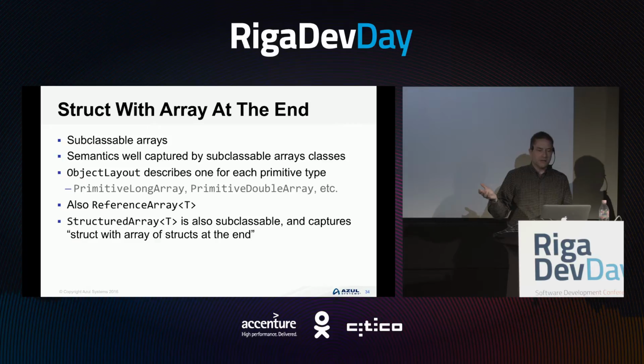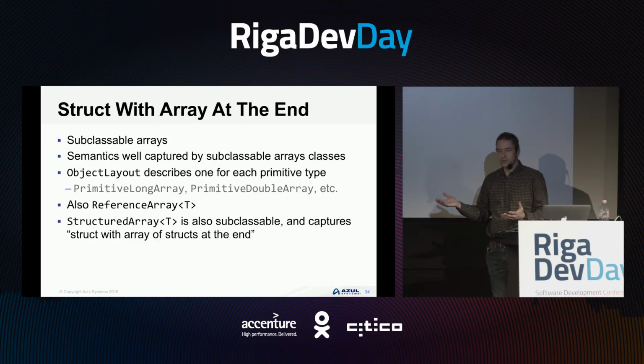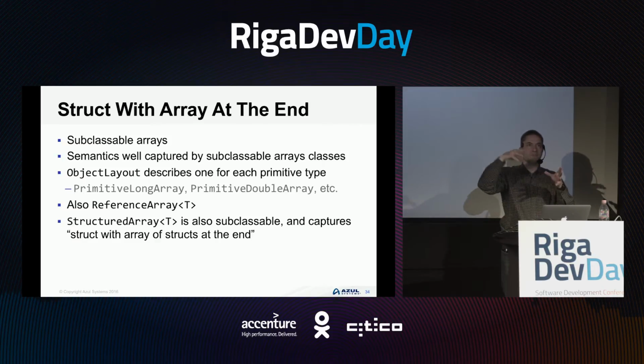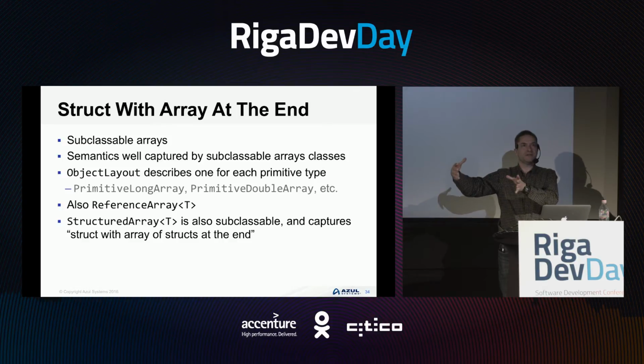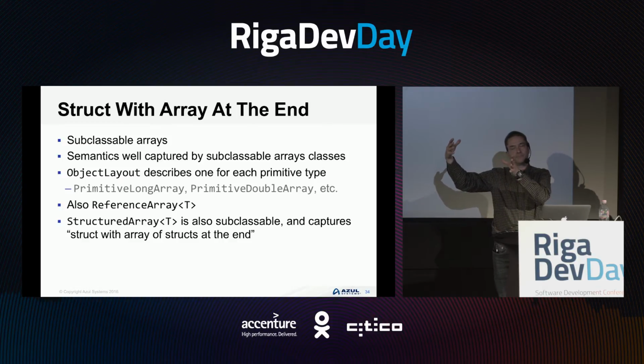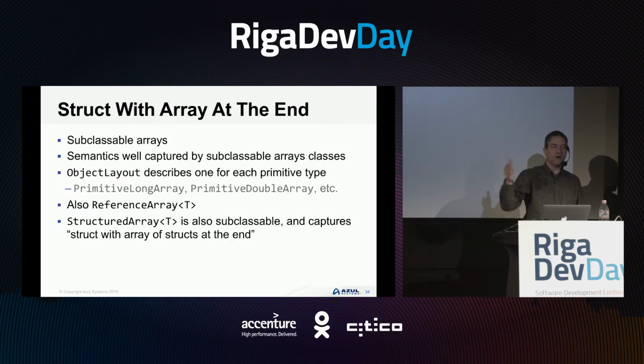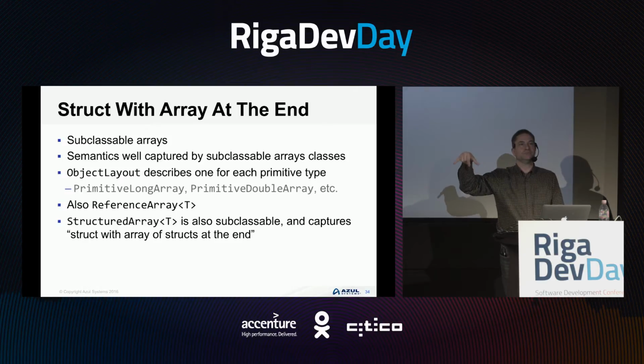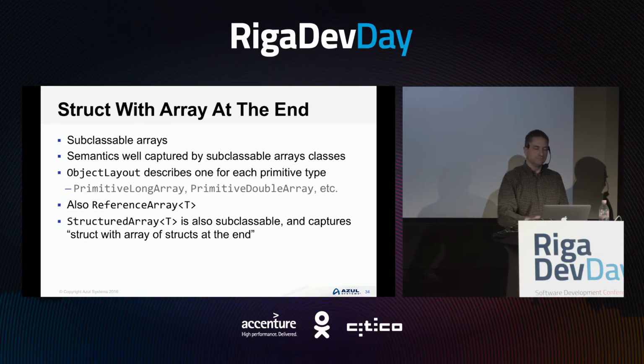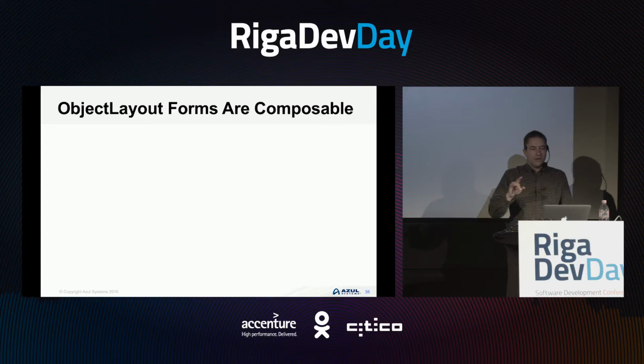Structured array is also subclassable. So what we can do there is we can essentially capture the semantics of the array of structs at the end of our struct. So we can use a structured array as a way of putting our array at the end of a struct. The other thing is that all of these are composable. We can put them all together.